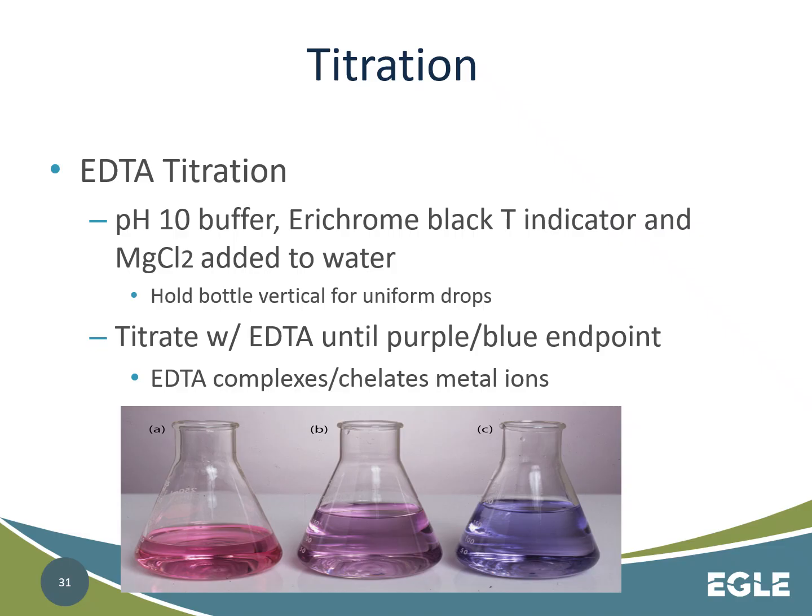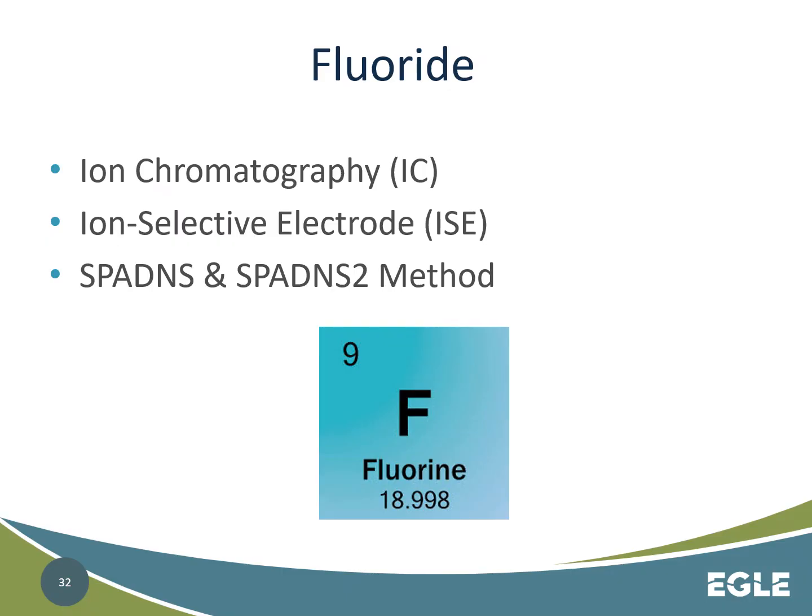The thing we're going to be looking at is measuring fluoride. And there's a bunch of different methodologies that can be used. There's ion chromatography, ion selective electrode, SPADNS and SPADNS 2, which is a new method approved by the EPA that we'll talk a little bit about, but for most, it's the same as SPADNS. It's a little bit less harmful and has a little bit less risk to it.